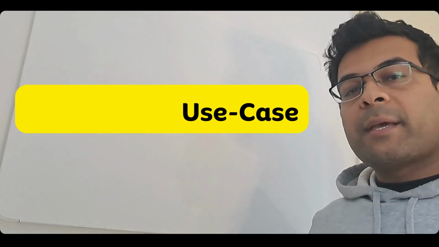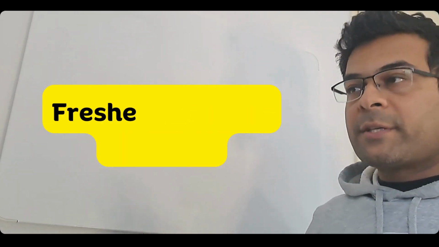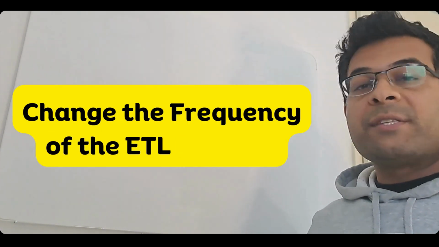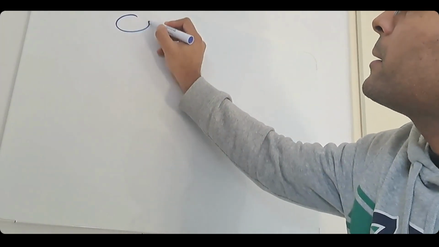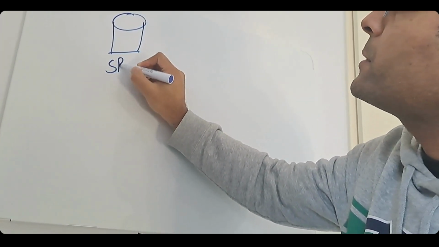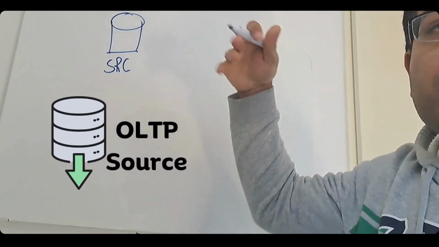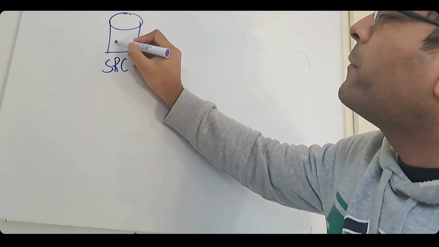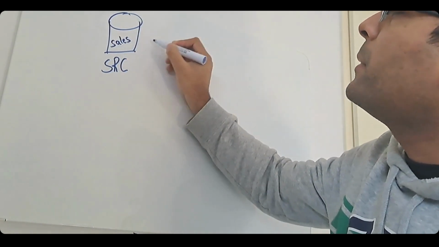A very simple use case which I have given to the freshers who join my team or the interns who join my team is to change the frequency of an ETL pipeline. So say you have a source here, which is also an OLTP source, and they say they are using some RDBMS like SQL Server, and we'll say sales is the team here.